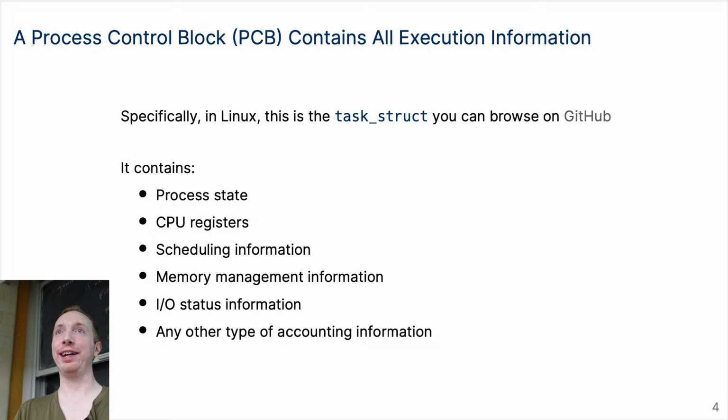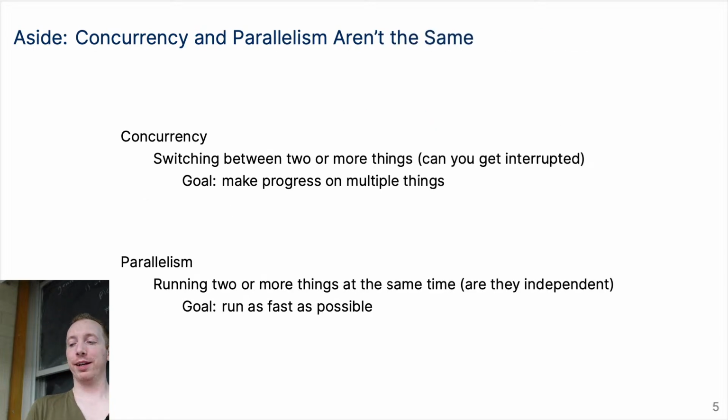So in plain English, if you're talking to a normal, sane person that doesn't study computer science or computer engineering, parallelism and concurrency mean the exact same thing, but because I guess we want to make life difficult for you, they actually represent two different concepts. Concurrency is basically being able to switch between two or more things. At the core of it, it means you can get interrupted. The goal of concurrency is to make progress on multiple things and be able to juggle things around, while parallelism is doing two things at the exact same time.